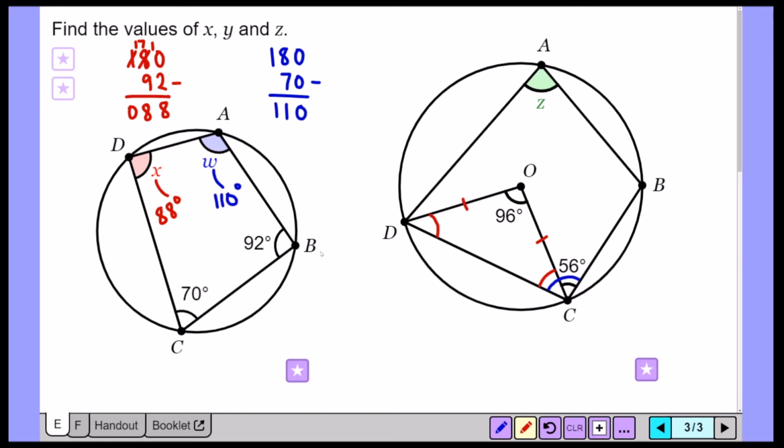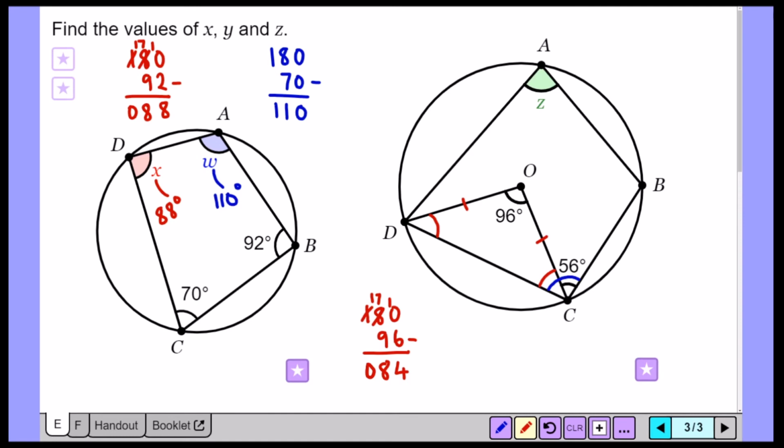I'm going to start off by doing 180 take away 96. In order to do this, I'm going to need to borrow. That gives me 10 take away 6, which is 4, 17 take away 9, which is 8, and 0 take away 0, which is 0. That means that both of my red angles must add up to 84 degrees in total.